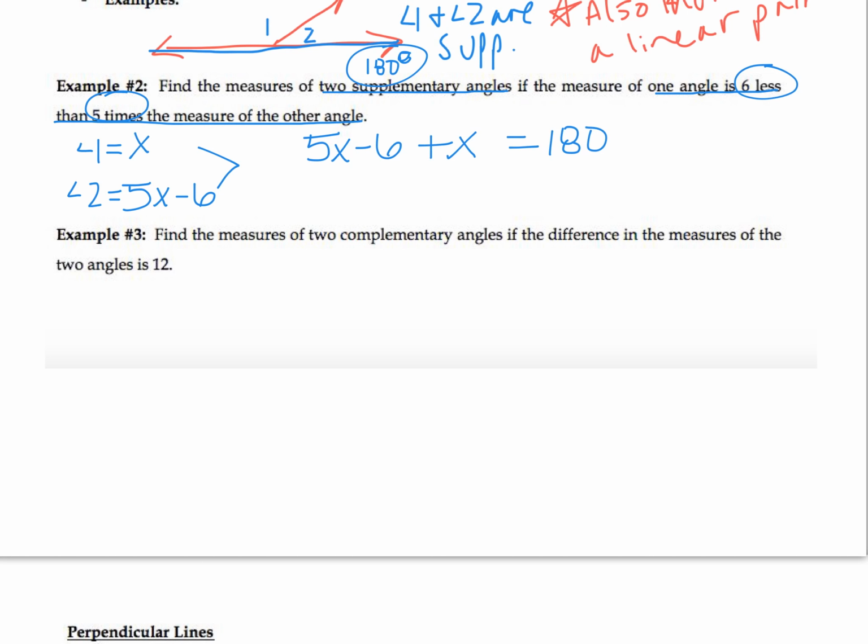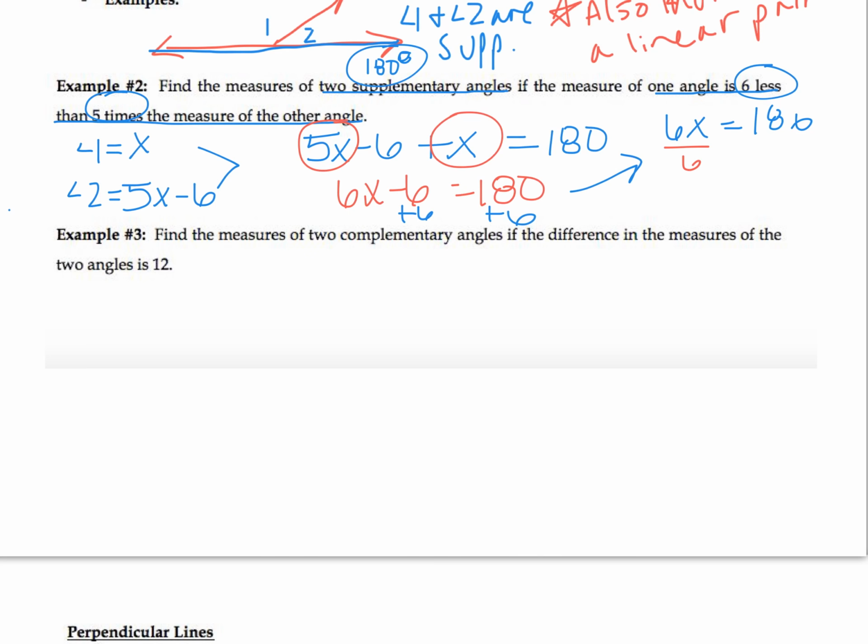And now let's just solve. It's like a normal equation. We're going to combine the x's and get 6x minus 6 equals 180. Then we're going to add the 6 to each side because it's being subtracted, so we do the opposite. That gets me 6x equals 186. And then I just divide out the 6 on each side. So I get x equals 186 divided by 6, which is 31.